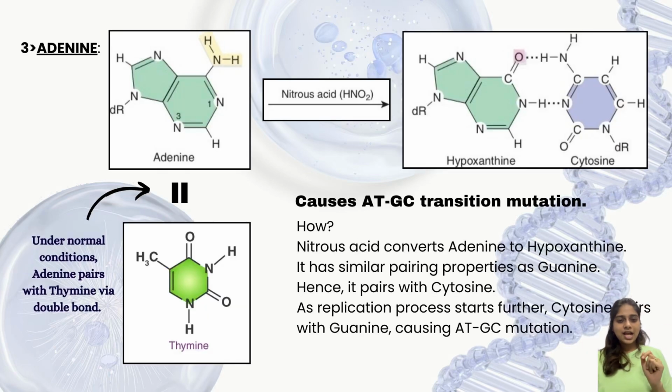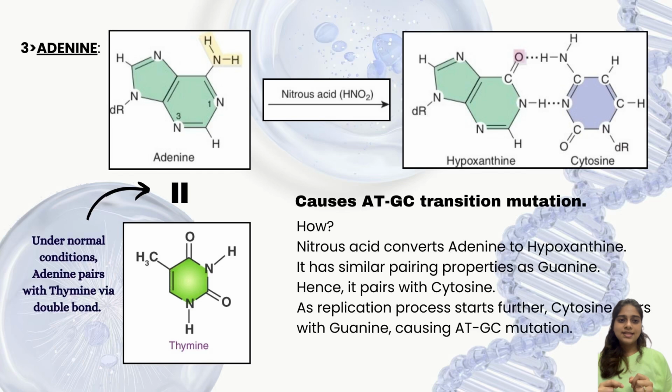The last reaction for today is when nitrous acid reacts with adenine. So adenine under normal conditions will pair with thymine. But adenine, when undergoes nitrous acid treatment, it is converted into hypoxanthine. Hypoxanthine has similar pairing properties as guanine. That's why it pairs with cytosine. Now, if you look closely, this is also a transition mutation.